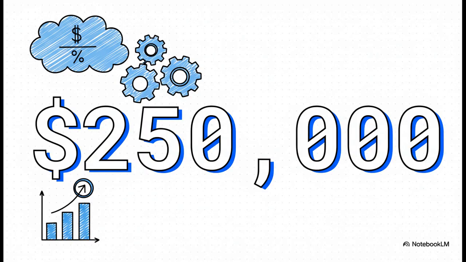All right, let's use our formula. We take that 100 grand in fixed costs and we divide it by 40%, or 0.40. And what do we get? $250,000. That's it. That's the magic number. This company needs to hit $250,000 in sales just to cover its own bills.